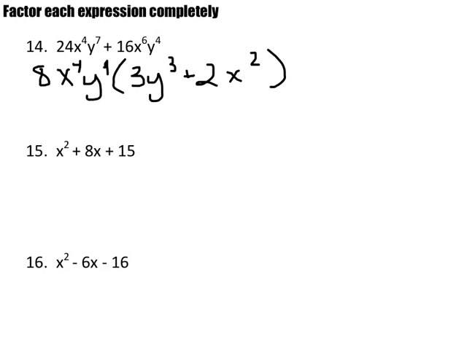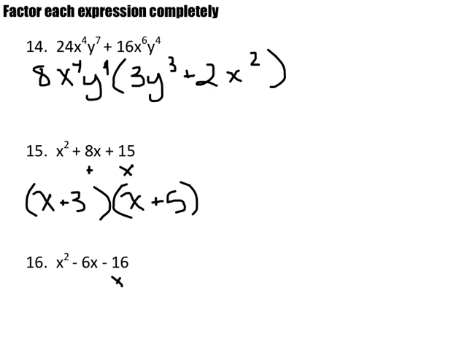Number 15, we need to look for two numbers that multiply to be 15 and add to be 8. Remember, this is a trinomial without a coefficient in front of our x squared term, so we can just do it the old-fashioned way, and we will get x plus 3, x plus 5. Another problem we can do the old-fashioned way. Multiply to be negative 16, add to be negative 6.